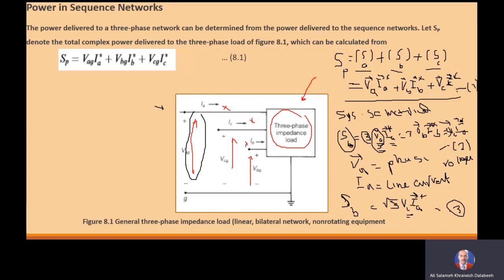So we have three equations. The first equation is for any system. The second formula is for a symmetrical system using the phase voltages. The third equation is for a symmetrical system using line-to-line voltages. Okay, this is the first point, how to calculate the apparent power.